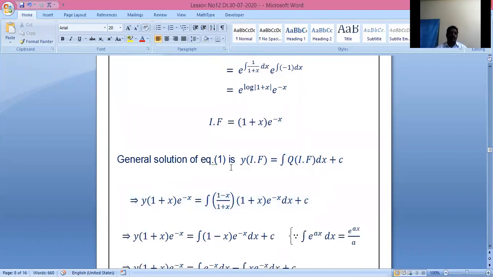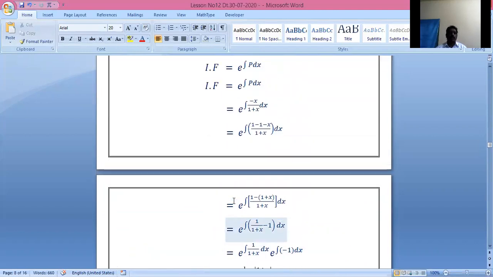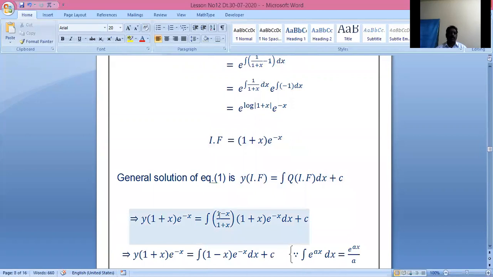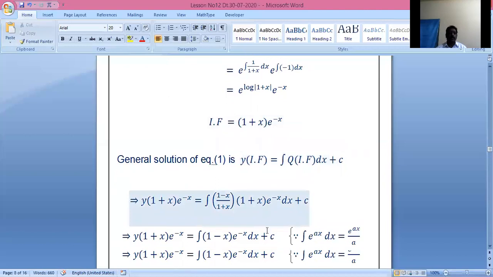General solution of equation 1 is y into IF is equal to integration of Q into IF dx plus c. That implies y into IF, here IF is (1 plus x) into e to the power of minus x, is equal to integration of Q. What is Q here? (1 minus x) by (1 plus x). Therefore (1 minus x) by (1 plus x) into IF, here IF is (1 plus x) into e to the power of minus x, dx plus c.